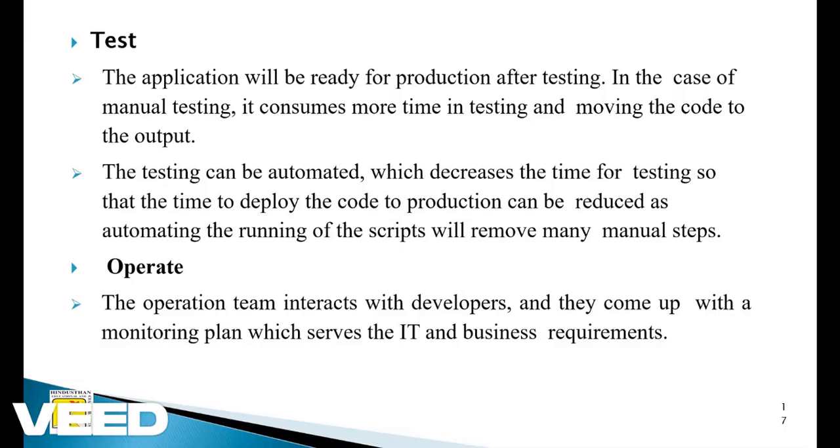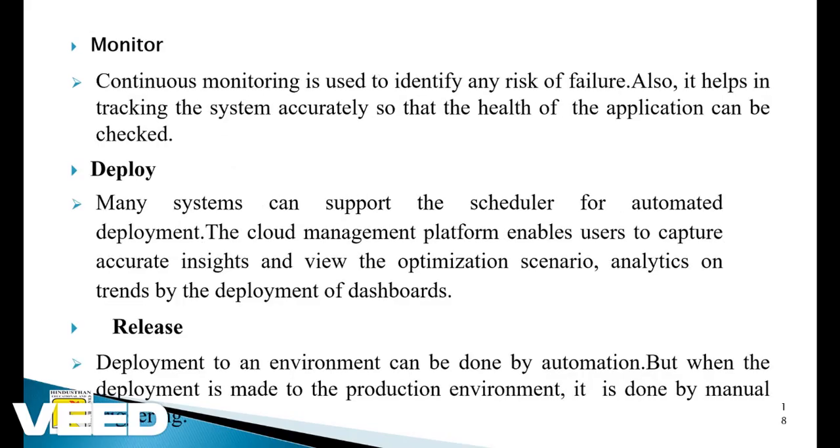Next process is operate. Here the operations team interacts with the developers and they come up with the monitoring plans, which serve the IT and the business requirements. Next is monitor. Continuous monitoring is used to identify any risk of failure. It also helps in tracking the system accurately so that the health of the application can be checked again and again.